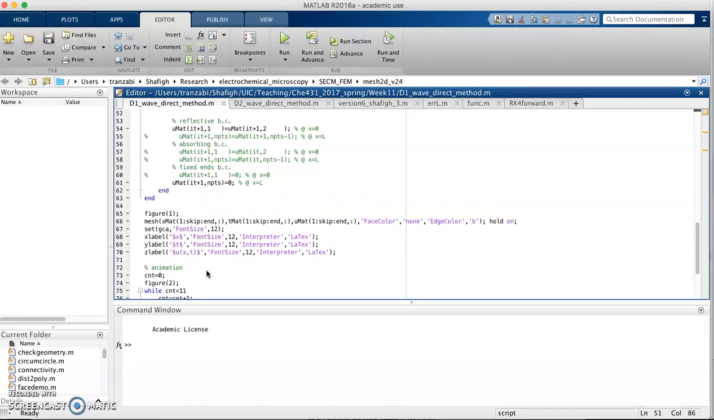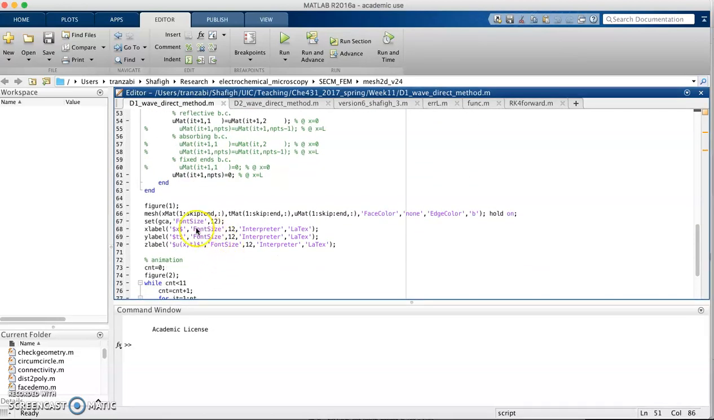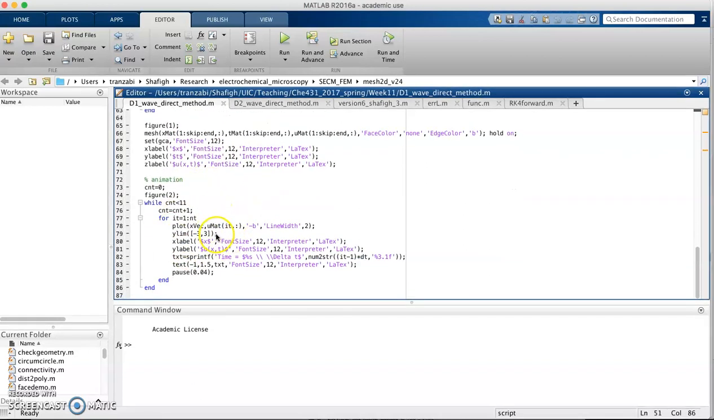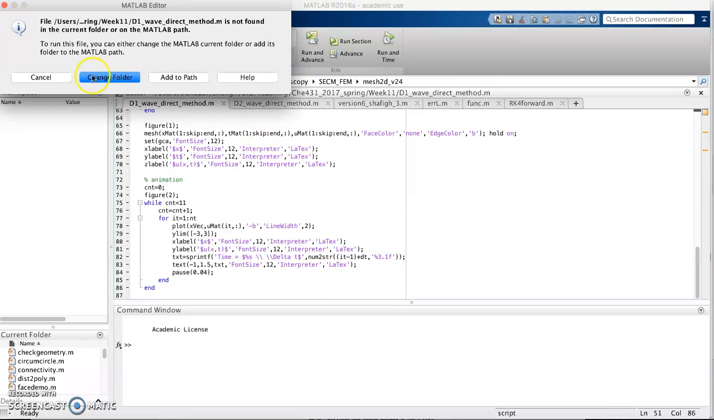The rest is just plotting in the x-time axis, and the rest is the animation. We saw this from other codes for Leapfrog or Lax-Friedrichs and things like that. Alright, so I'm going to run the code.